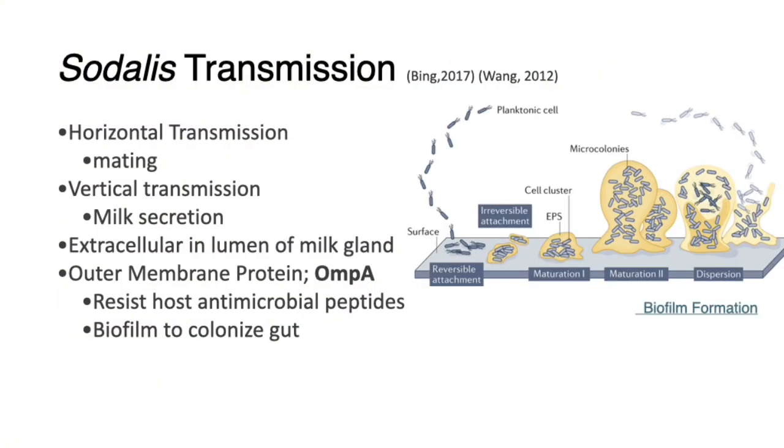Now that we've understood that, we're going to talk about the transmission of Sodalis. It is also seen as a vertical transmission route through milk secretion, similar to Wigglesworthia, but it was also seen to be horizontally transmitted through mating. It is extracellular in the lumen of the milk glands, and as we said at the beginning of the presentation, Sodalis also travels around in the hemolymph of the fly, which is the lymphatics. It secretes a recognition protein called outer membrane protein A, or OmpA. This helps to resist the host antimicrobial peptides so that it can evade being degraded, and it also helps it to form a biofilm to colonize the gut.